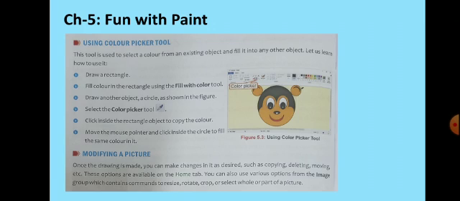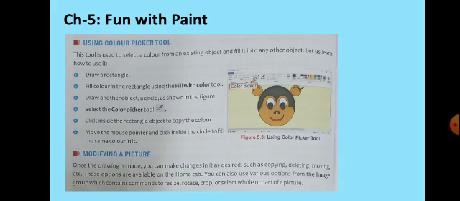Let's learn the steps. First, to try, you can draw a rectangle, and in that rectangle fill color with the fill color tool. Then draw another object, a circle as shown in the figure. Select the color picker tool, click inside the rectangle object to copy the color. Then move the mouse pointer and click inside the circle to fill the same color in it. Now I will show you these steps in a video in the next slide.